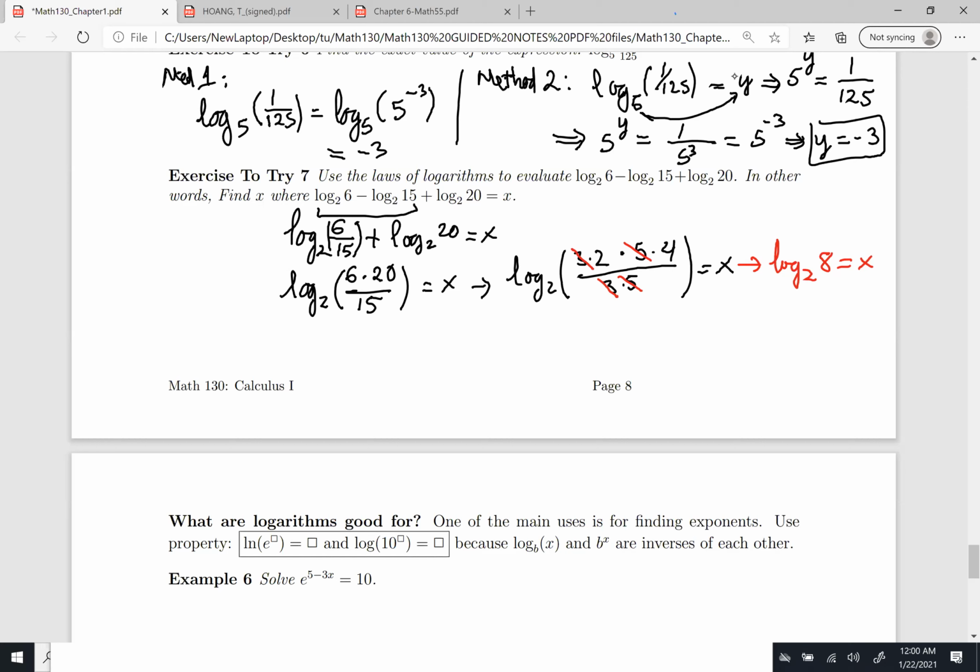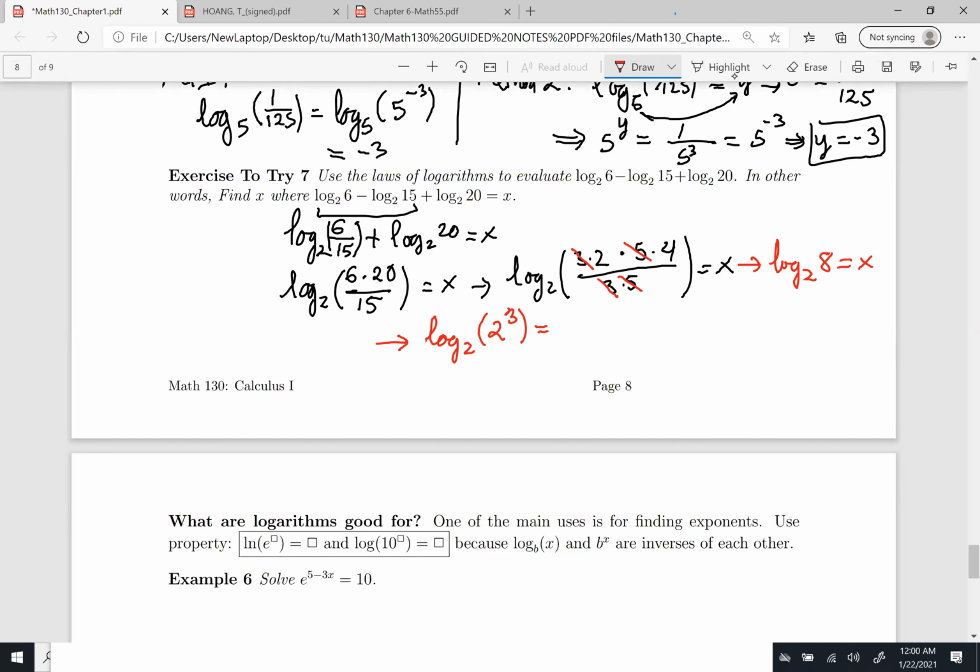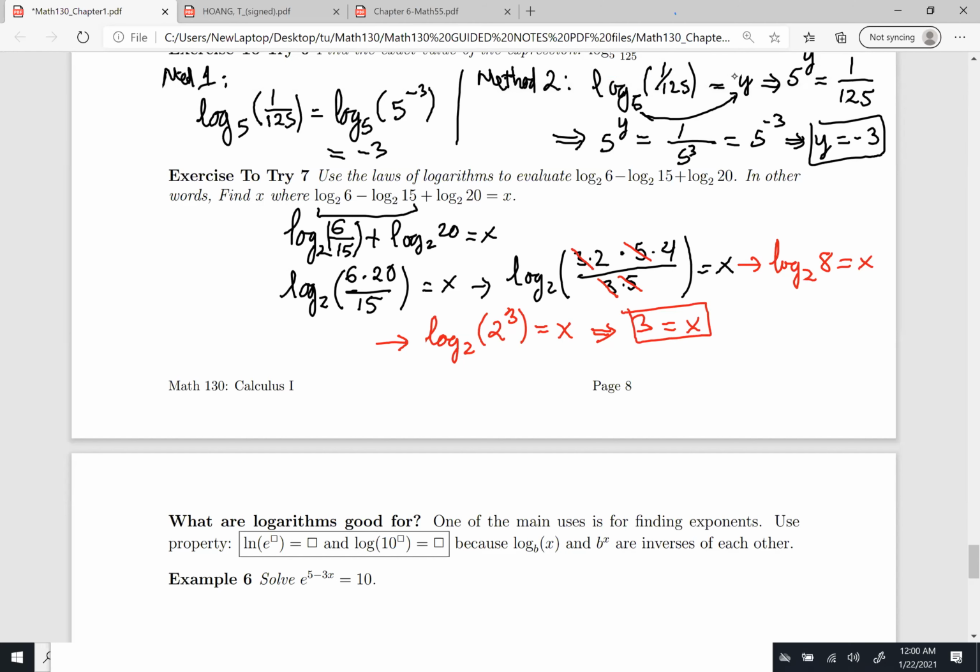And this one is easy. You can change the argument to be log base 2 of 2 to the power 3, equal to x. Then the left hand side becomes just 3, and the right hand side equals x. So the value of these three logs should be equal to 3.